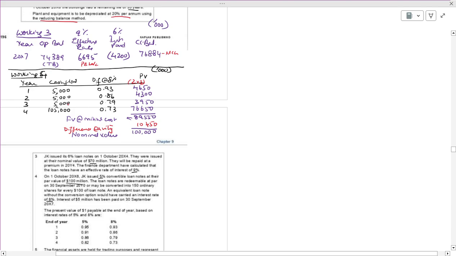This is the opening balance. We have to do it for the opening balance only. Here only I am writing. This is the effective rate, 8%. This is the interest. How much interest at 5%, closing balance. Only for 2007.